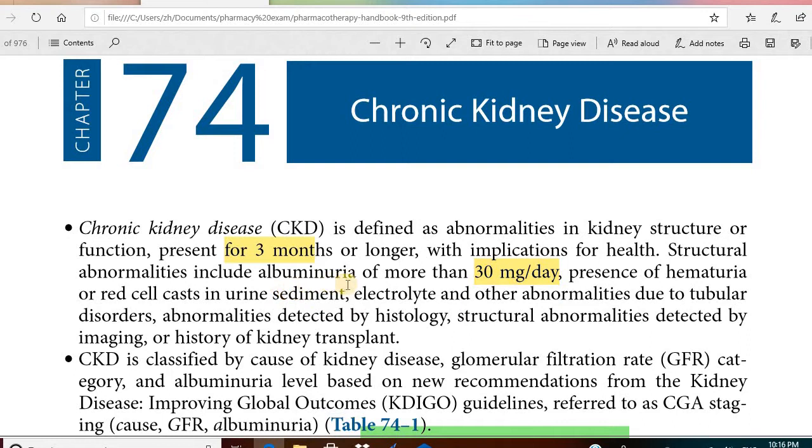Structural abnormalities include albuminuria of more than 30 mg per day, presence of hematuria or red cell casts in urine sediment, electrolyte and other abnormalities due to tubular disorders, abnormalities detected by histology, structural abnormalities detected by imaging, or history of kidney transplant. So this is the major definition, and the important point is if kidney disease is present for more than 3 months or if there is albuminuria of more than 30 mg per day.